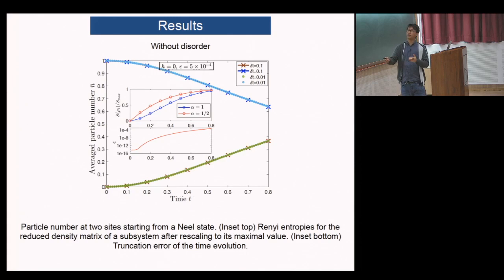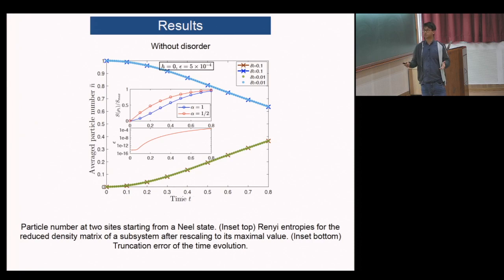And here is just the truncation error, because when you do tensor networks, the bond dimension grows, and obviously you have to truncate the bond dimension systematically, and this is how much weight I throw out, right? And then you also see that this is quite under control.